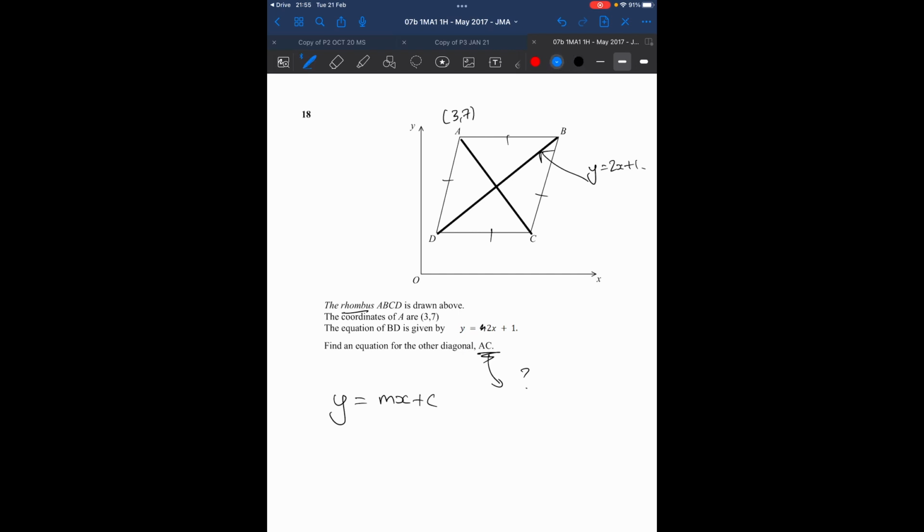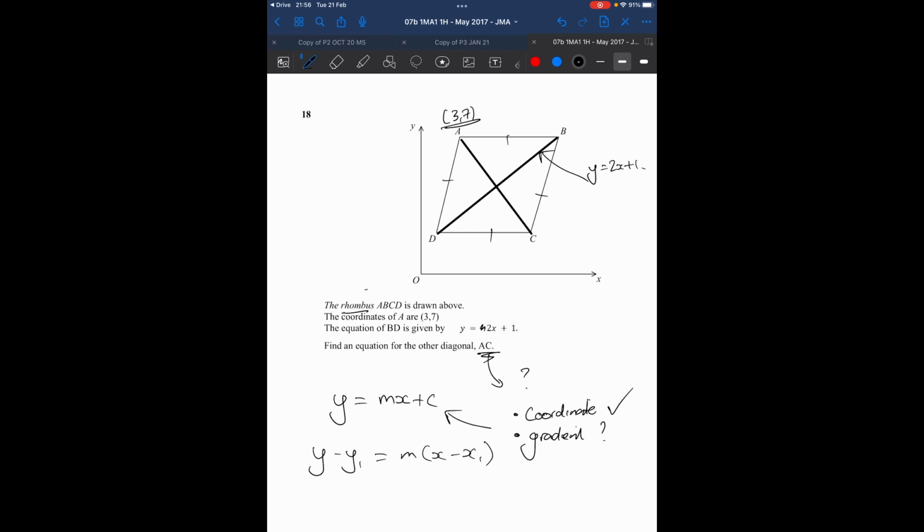What does it need? Well, to find this out, you need two bits of information. In fact, I'm actually going to write it the other way around because I think this is more useful for this one. This is another way of writing the equation of a straight line. You need a coordinate and you need the gradient in general. So the good news is we've already got a coordinate, 3, 7. So how about the gradient then?